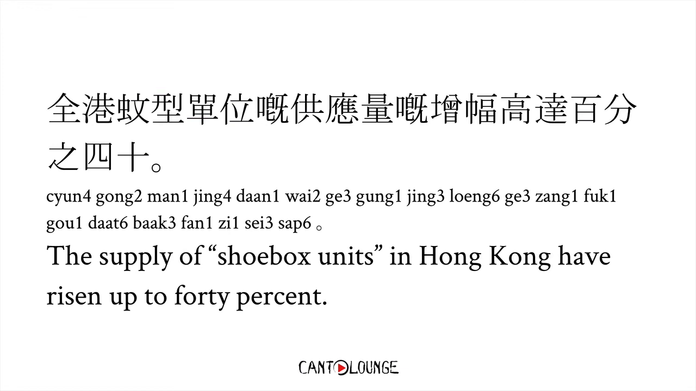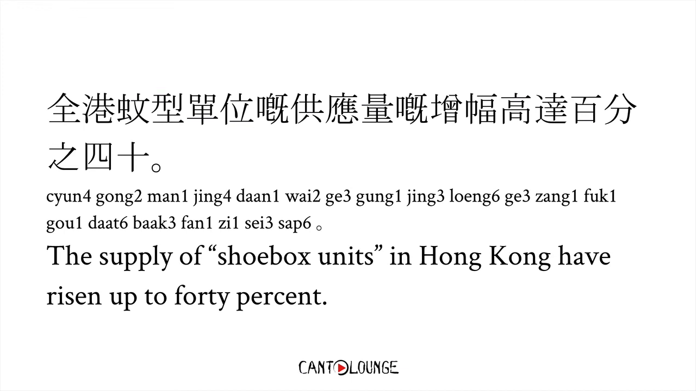So 高達40%. Oh, just a quick note on how numbers work. So when you want to say a percentage, you say 百分之, which means out of 100, and then the number, which represents the percentage. So for example, 40% would be 百分之四十. Or you can say 四成 as well. That's okay. So let's see.